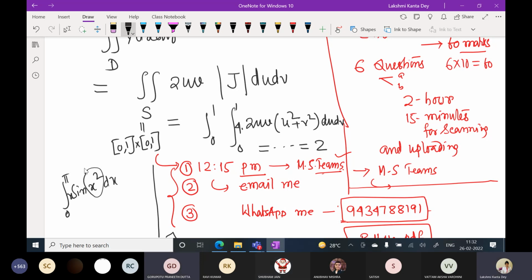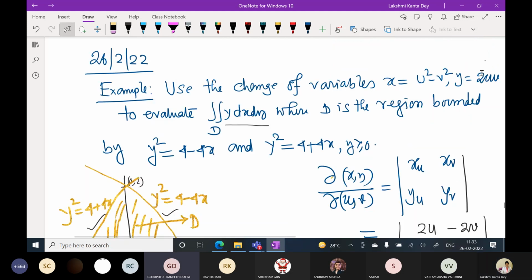Similarly, you have to find the limits for u and v, by virtue of the transformation. We should just substitute x and y in terms of the two equations. So y square is equal to 4 minus 4x, and we'll get two straight lines. So the limits will come from that. Very good.